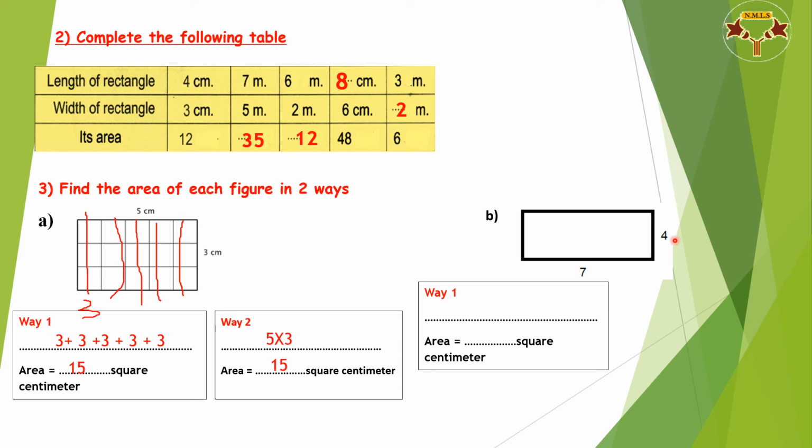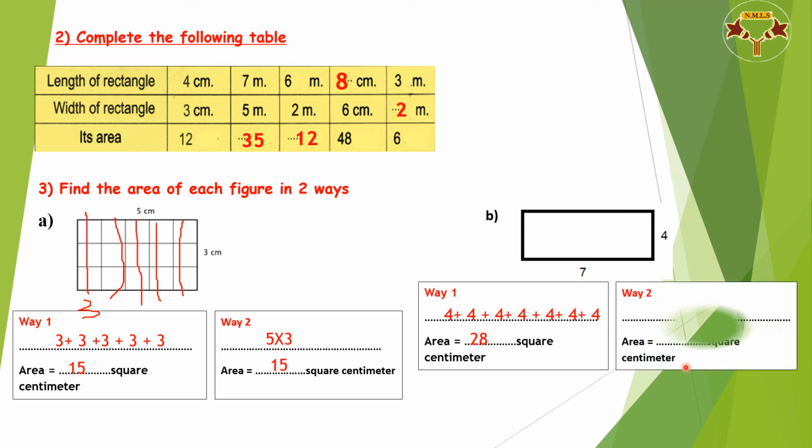Equal 28. Or we can repeat 4 seven times. Then we will say 4 plus 4 plus 4 plus 4 plus 4 plus 4 plus 4, okay? Then the answer will be 28 square centimeter, okay?